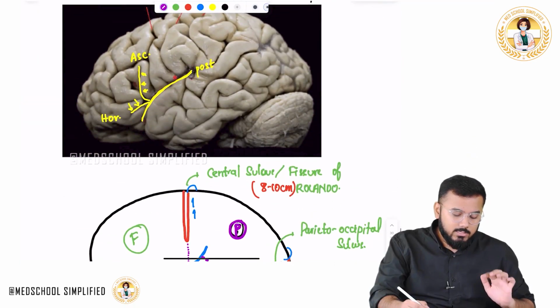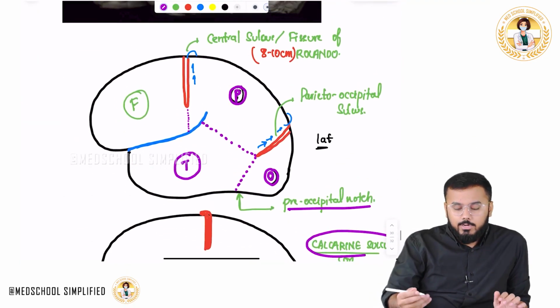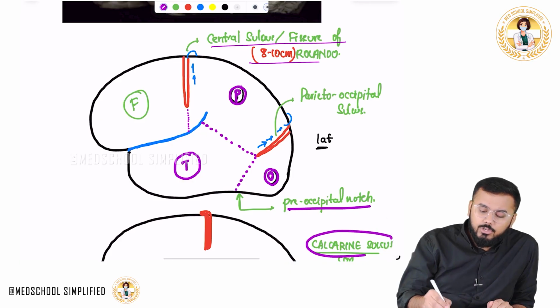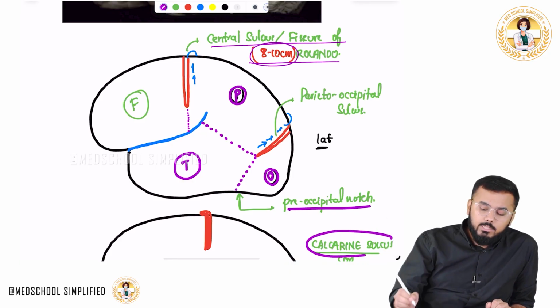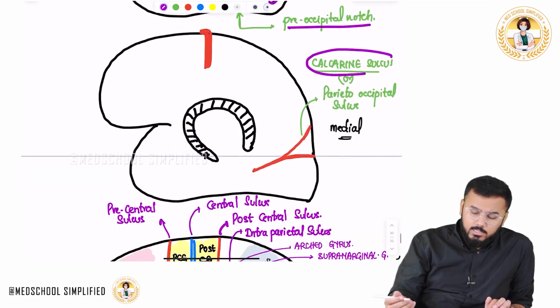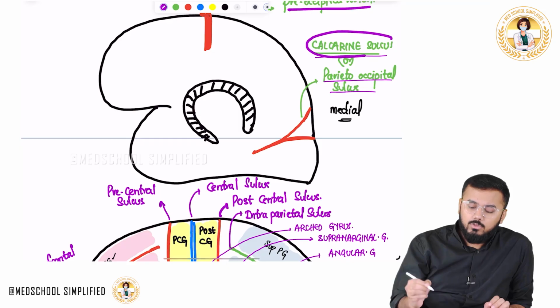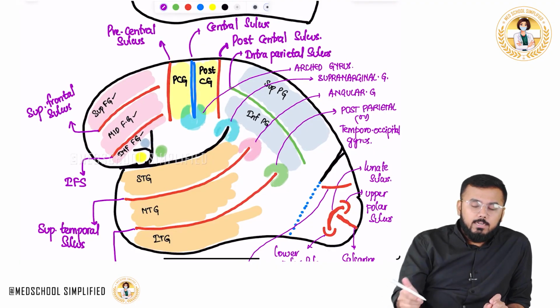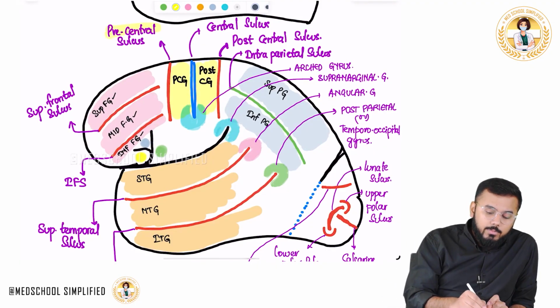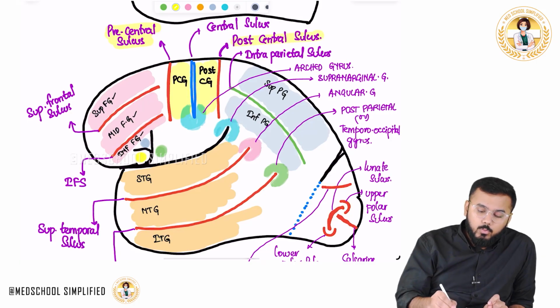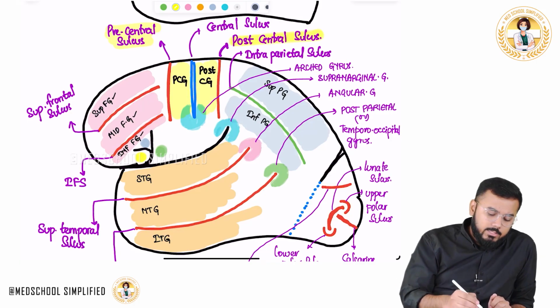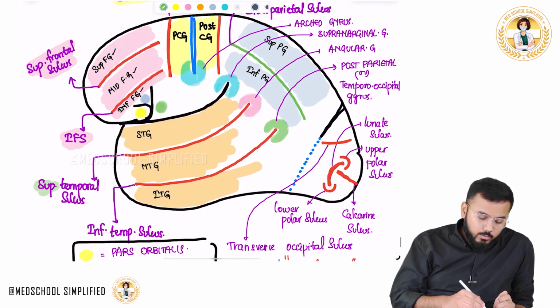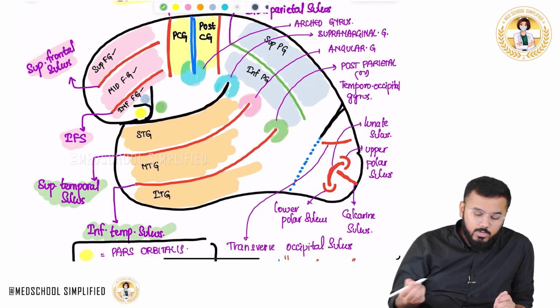Next, this is the real image, and I have already told you that the central sulcus, or fissure of Rolando, is around 8 to 10 centimeters. You also know there is the calcarine sulcus and parieto-occipital sulcus, and here the central sulcus. In front of the central sulcus is the precentral sulcus, behind is the postcentral sulcus. Next we have the superior frontal sulcus, inferior frontal sulcus, superior temporal sulcus, and inferior temporal sulcus.